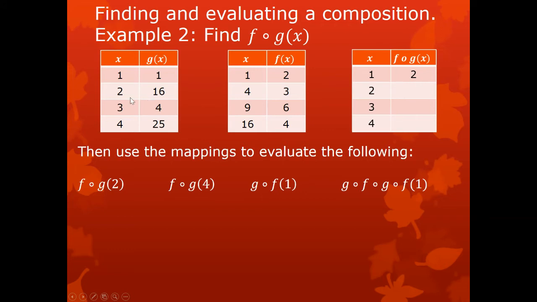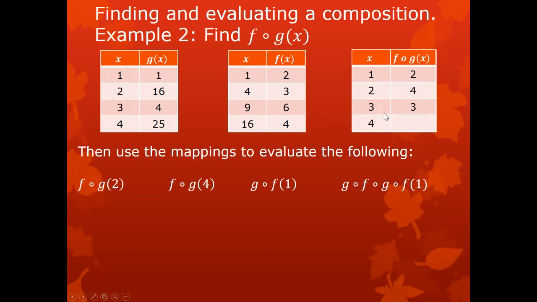All right, so now I'm just going to repeat that process for 2 and 3 and 4 and see what I get. So if I evaluate g of 2, that gives me 16. Then I'm going to take 16 and evaluate f of 16. Well, f of 16 is 4, so my composition f of g of 2 is going to be 4. Repeating that for 3, g of 3 is 4, f of 4 is 3, so 3, 3 is the mapping for this one.